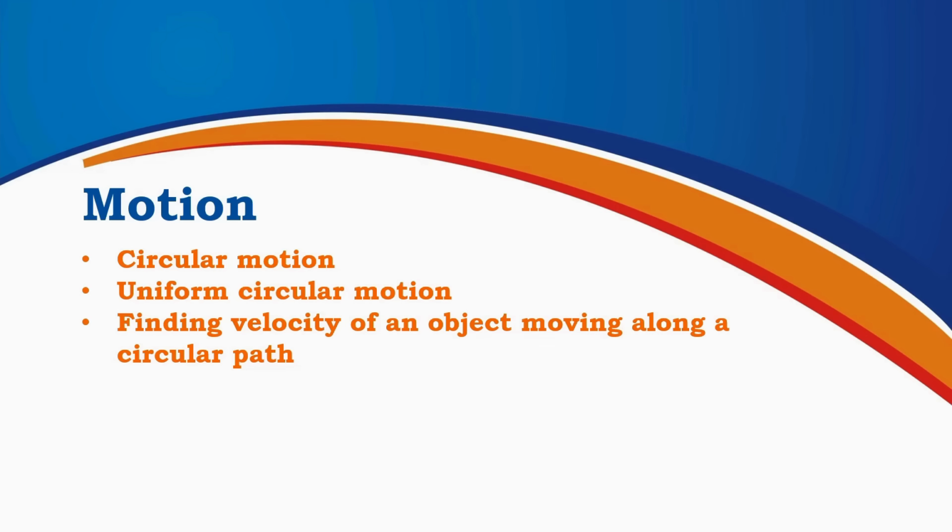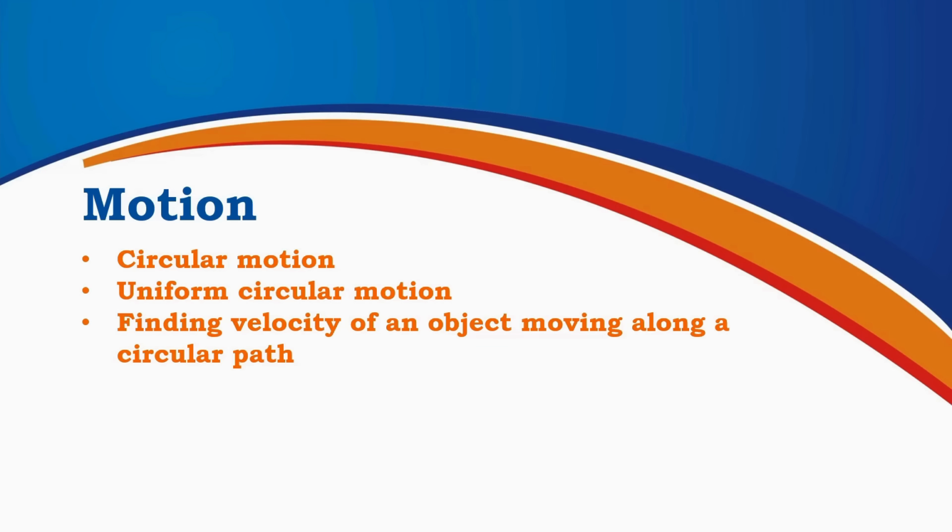Next, we will study uniform circular motion. Uniform circular motion occurs when an object moves along a circular path with constant speed. Even though the speed remains constant, the direction of motion keeps changing at every point on the circle. Because of this continuous change in direction, the motion is still considered accelerated motion.